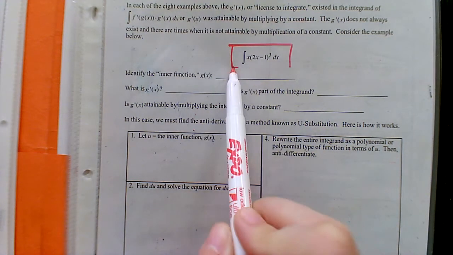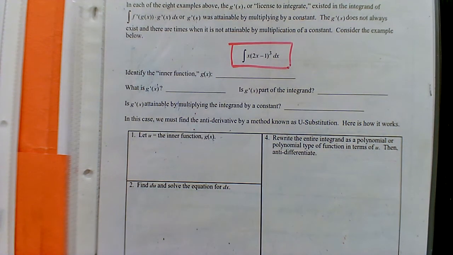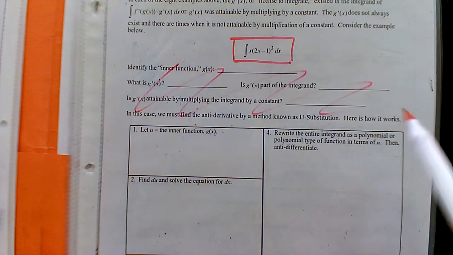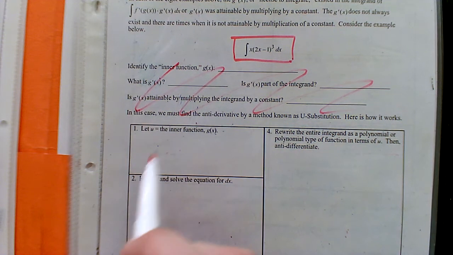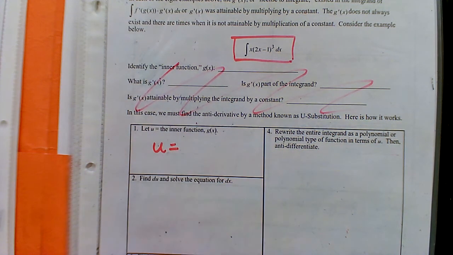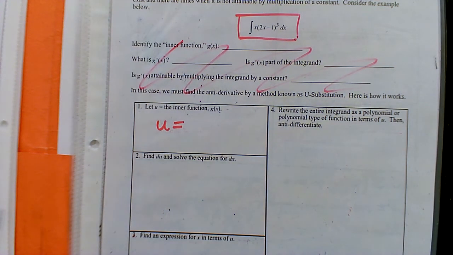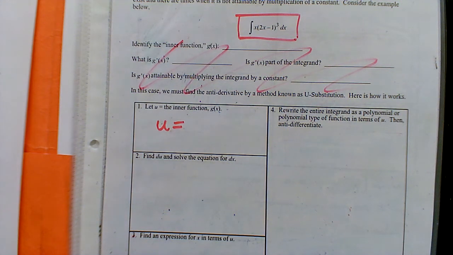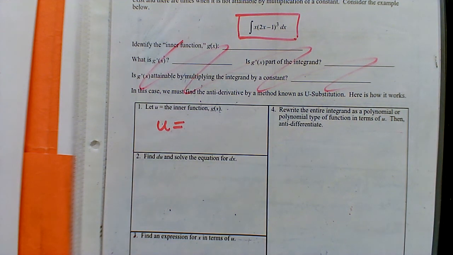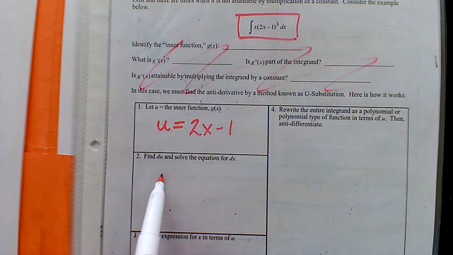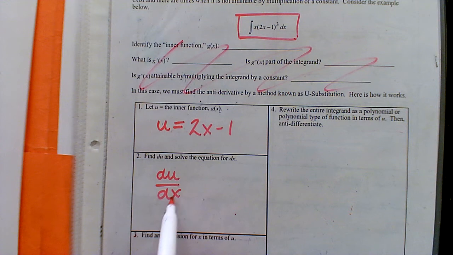Let's say we were given this example here. What would you want to let u be, that inside piece? Can we just talk about it? What do you, 2x minus 1? Okay, that to me looks like something on the inside. Okay, let's go ahead and take the derivative of that. We would just get 2.